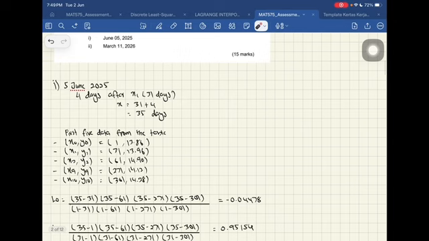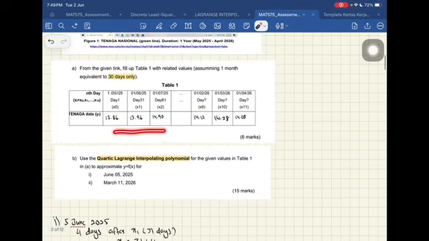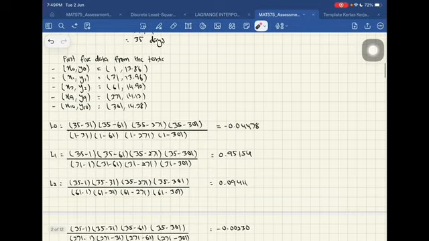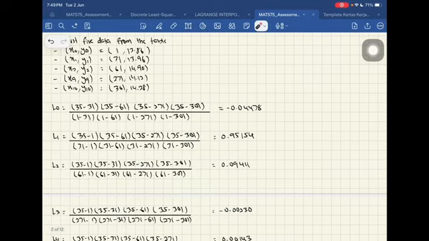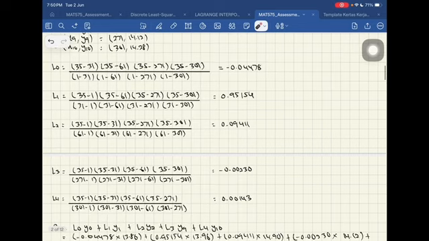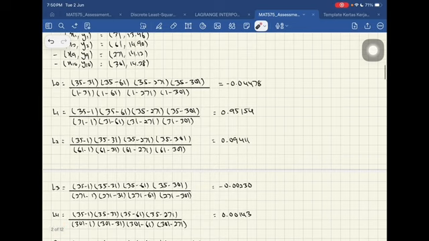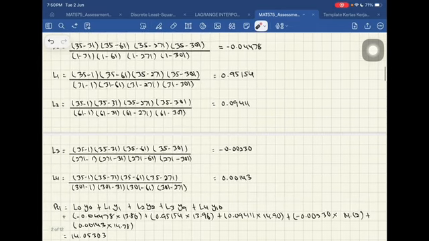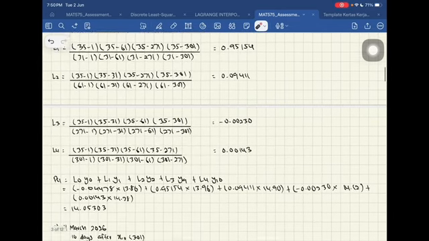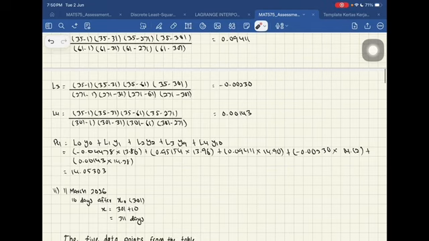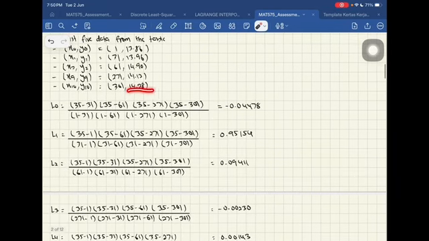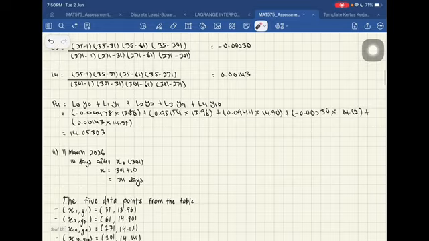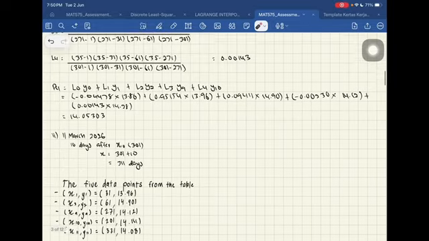Then you must arrange the table from the data in order. Then you must write the data for L0 until L4 by using the Lagrange equation. Then when you get the answer for L0 until L4, you can substitute the y values by using these y values. Then you will get the answer for P4.